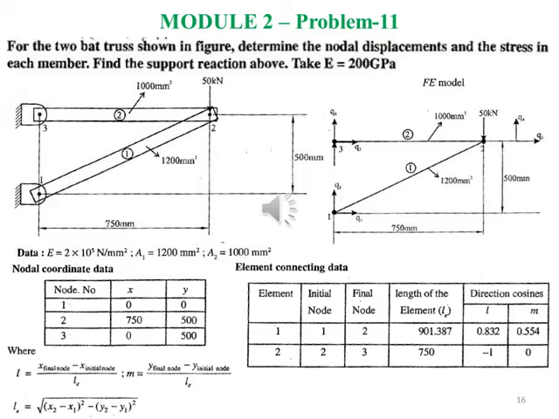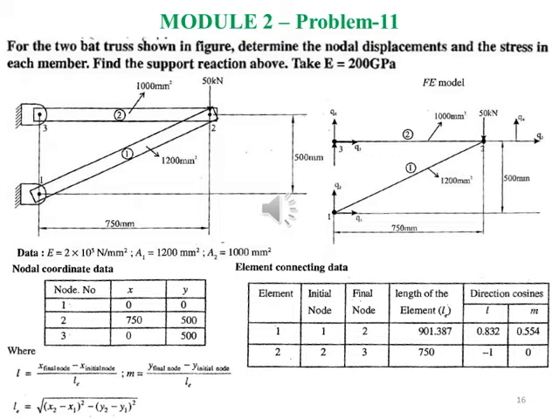So calculating the values from the formula given, we will get the values of L and M to be 0.832 and 0.554 for element 1, and for element 2 it is going to be minus 1 and 0. So once we complete the nodal coordinate data and the elemental coordinate data, we will move to the next step in the next slide.